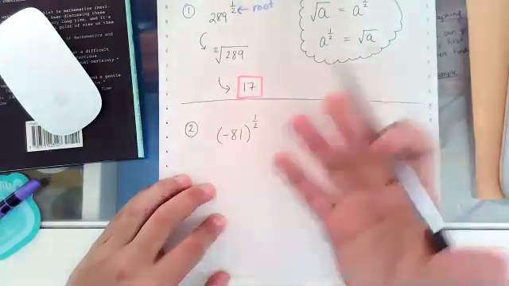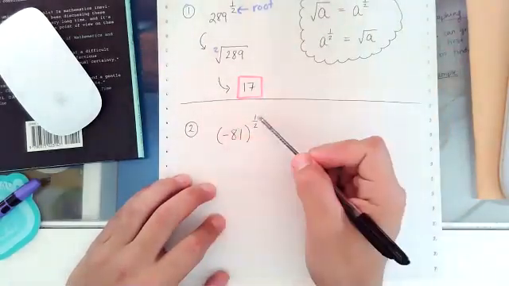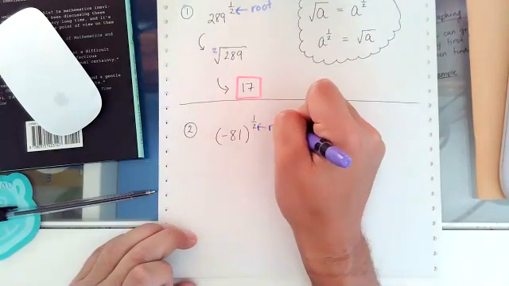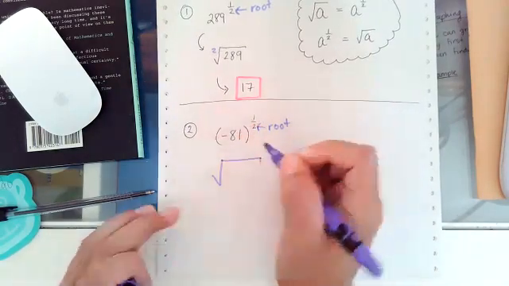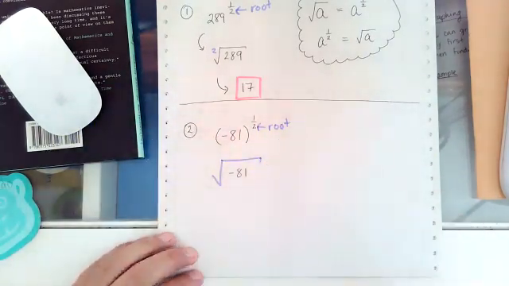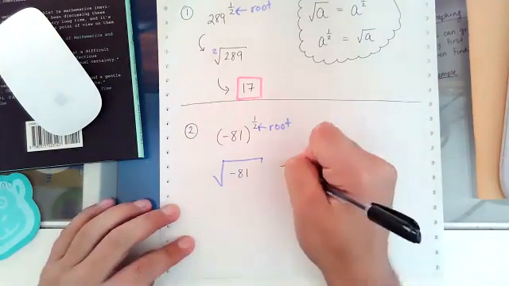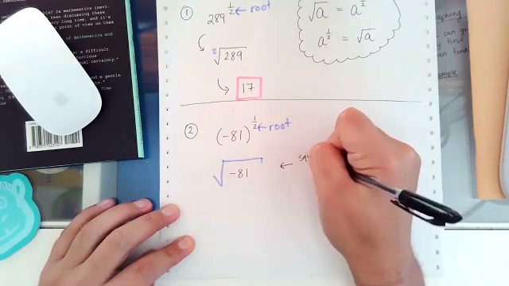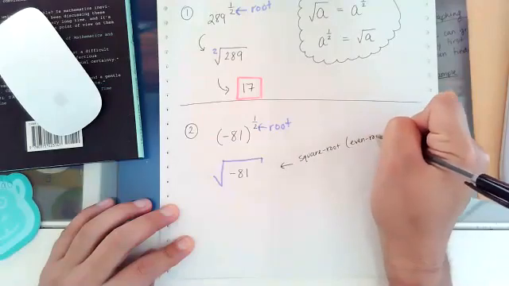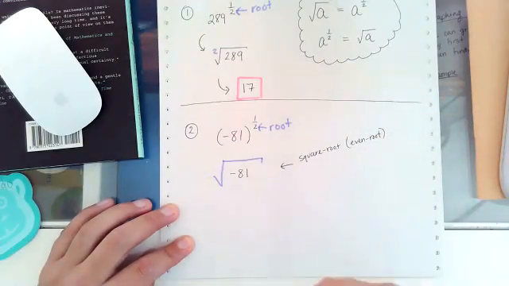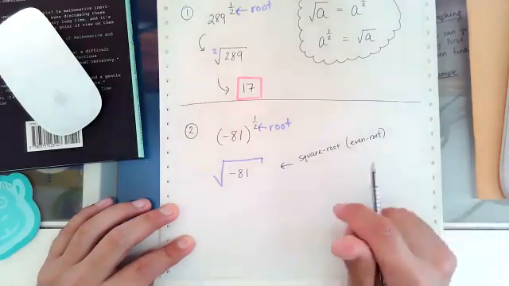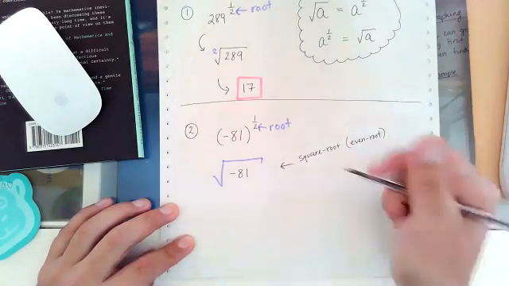Okay, so we're going to just use the same property here. We're dealing with 1/2 power, so that denominator on that power is the root. So we can call this the square root of whatever the expression is inside the parentheses. In this case, it's a negative 81. But remember that when you have a square root of a negative, really it's the even root of a negative. So it could be the 4th root or the 6th root or the 8th root or the 122nd root.